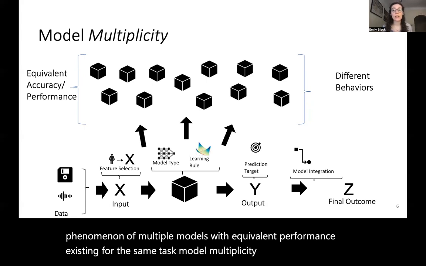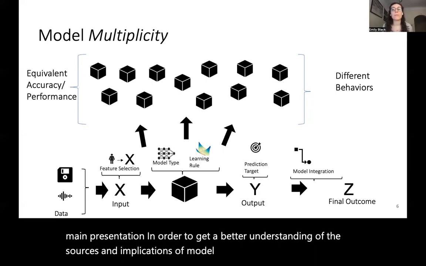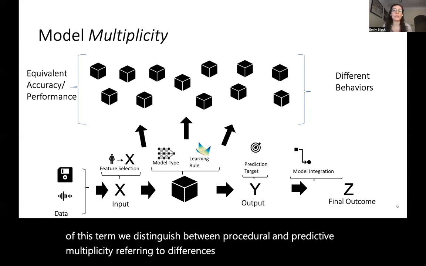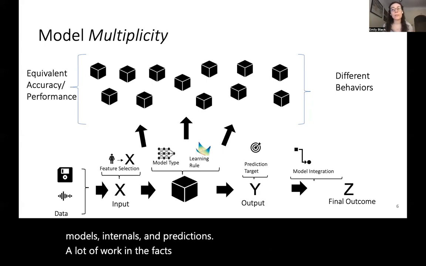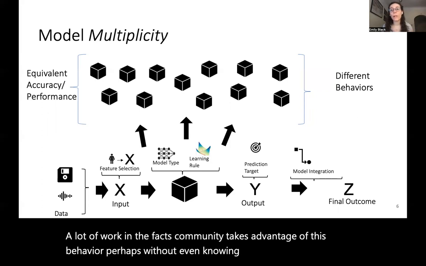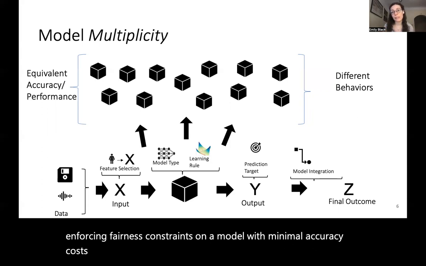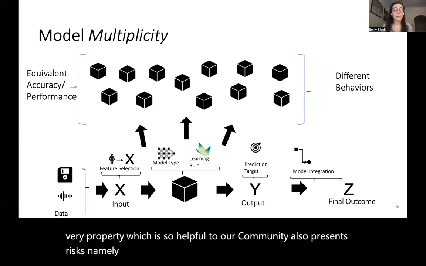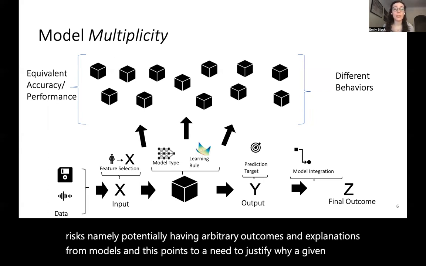As we discuss in the main presentation, in order to get a better understanding of the sources and implications of model multiplicity, under the umbrella of this term, we distinguish between procedural and predictive multiplicity, referring to differences between equally accurate models' internals and predictions, respectively. A lot of work in the fairness community takes advantage of this behavior, perhaps without even knowing it. The very goal of enforcing fairness constraints on a model with minimal accuracy costs is exploiting the existence of model multiplicity. However, this very property, which is so helpful to our community, also presents risks, namely potentially having arbitrary outcomes and explanations from models. And this points to a need to justify why a given model is chosen beyond accuracy alone.